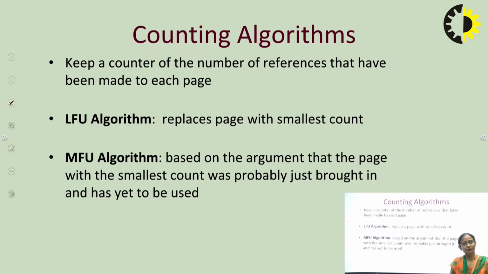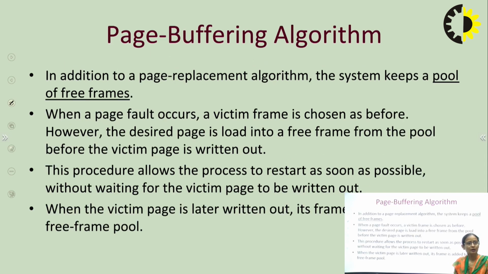Another set of page replacement algorithms are known by the name counting algorithms. Here we keep a counter of the number of references that have been made to each page. There are two algorithms, one is LFU and the other is MFU. LFU replaces the page with the smallest count, whereas MFU replaces the page with the highest count. And why? Because it is based on the argument that the page with the smallest count was probably just brought in and has yet to be used.